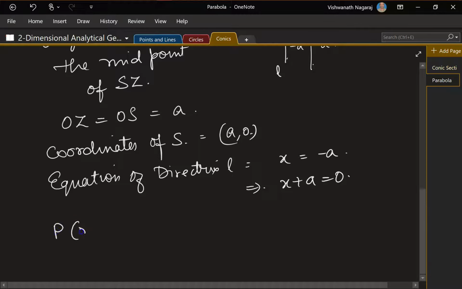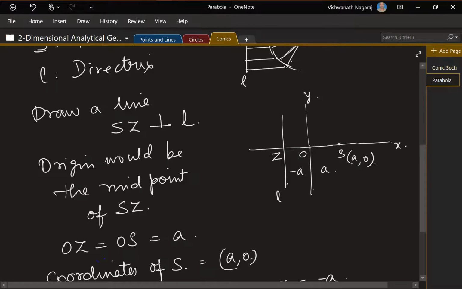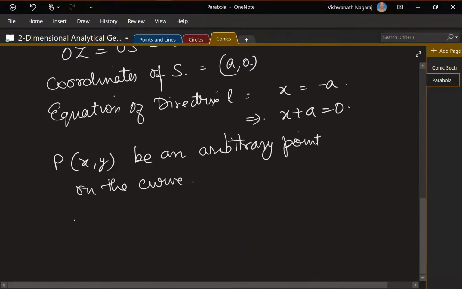Now let P be an arbitrary point on the curve. So let's say this is the arbitrary point P, whose coordinates are X and Y. Now we know, as per the definition, that SP by PM, the ratio which is represented by E, is 1 in case of parabola.